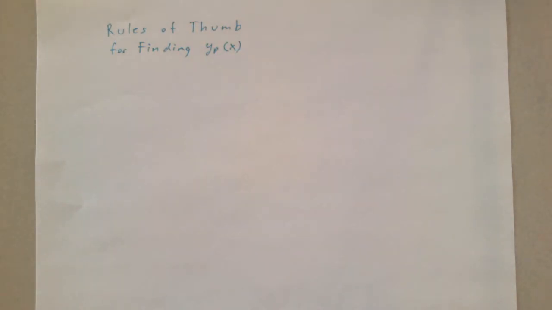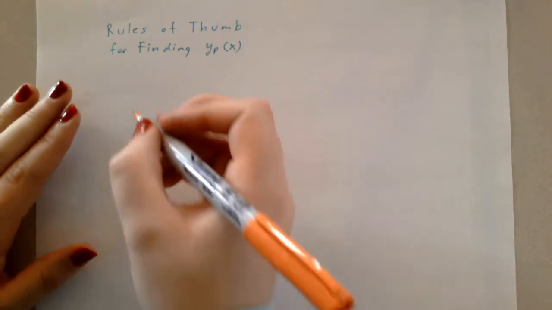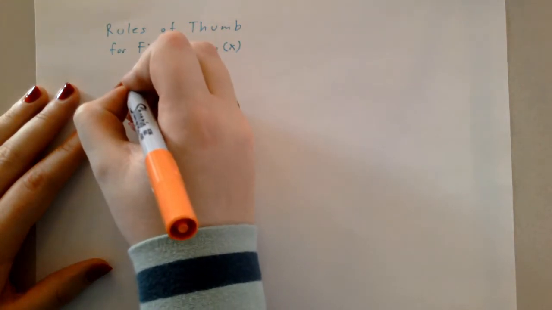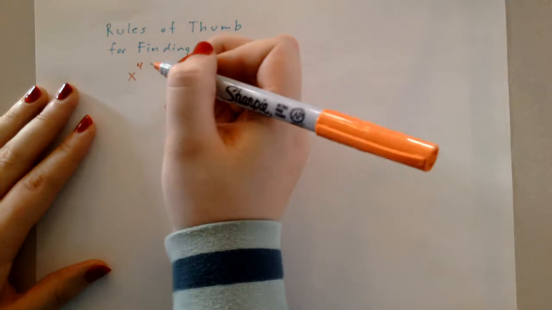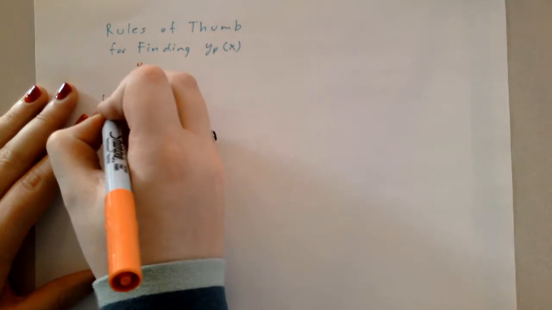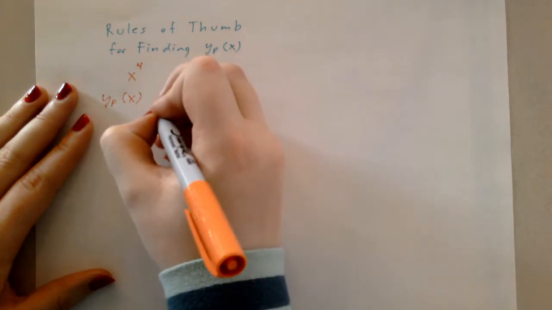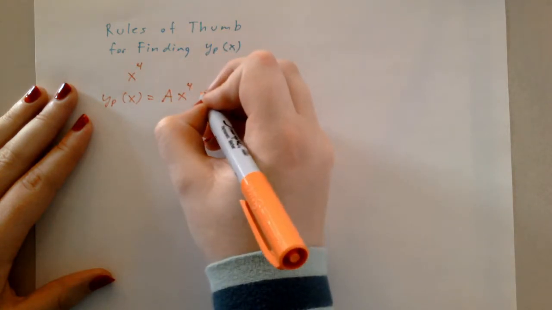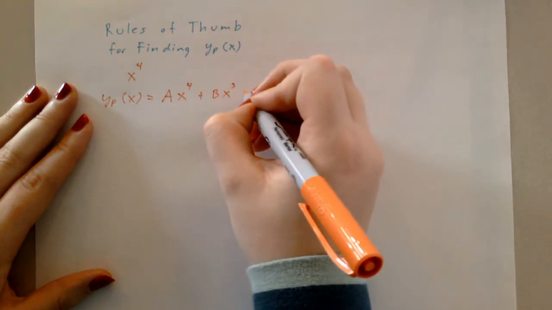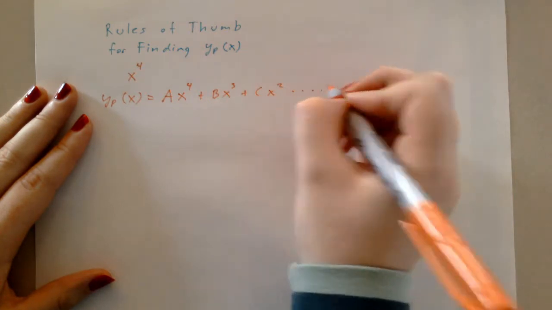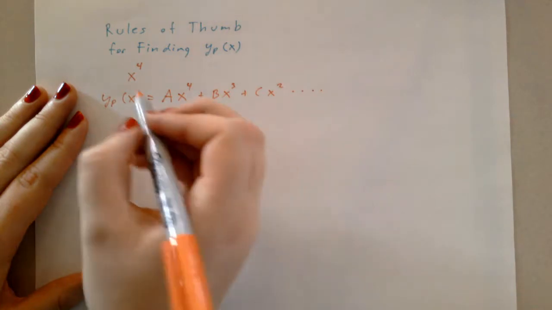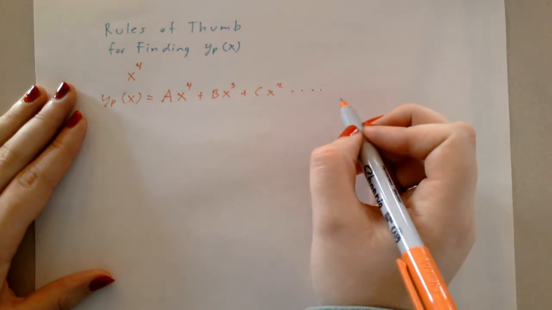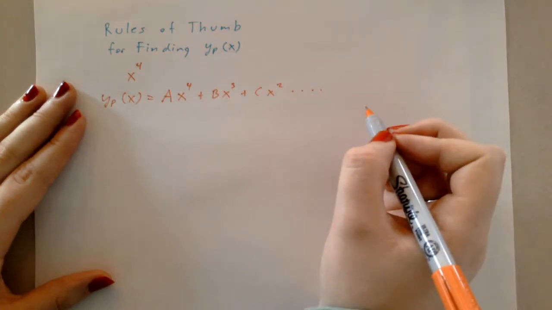The first rule of thumb is for polynomials of order m. So let's say that, instead of your equation being equal to 0, it's equal to something like x to the 4th. This means that your y of p guess would start out as coefficient a times x to the 4th plus b times x cubed plus c times x squared all the way down to a constant term. Even if it's only x to the 4th, you always have to include every single power all the way down to 0.